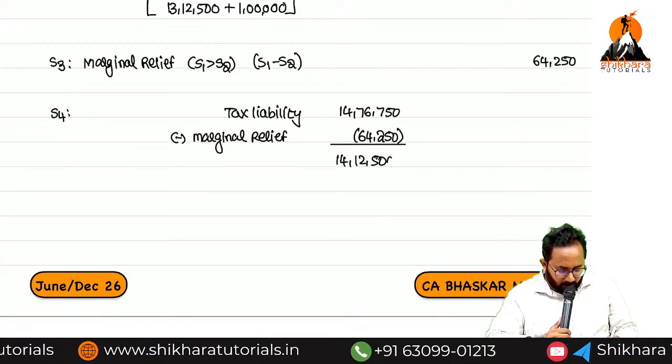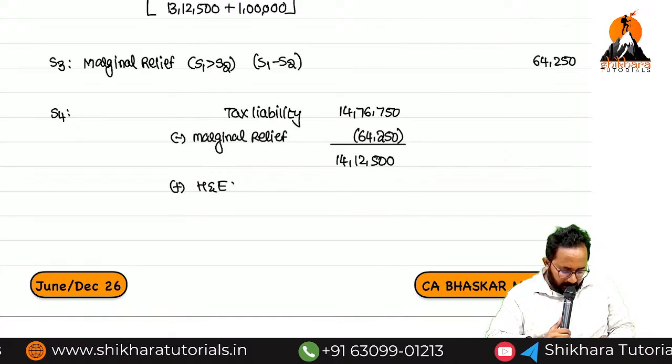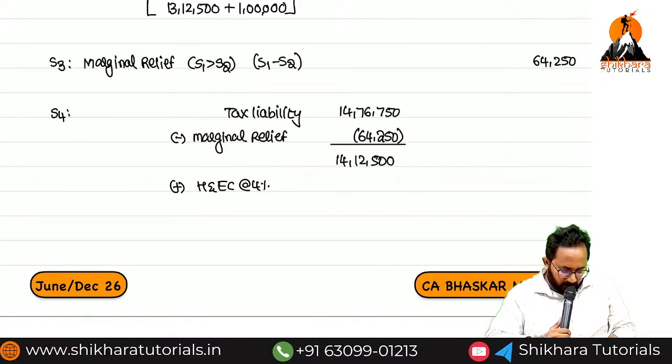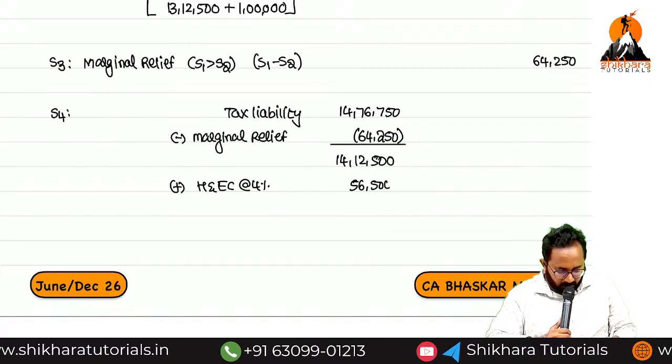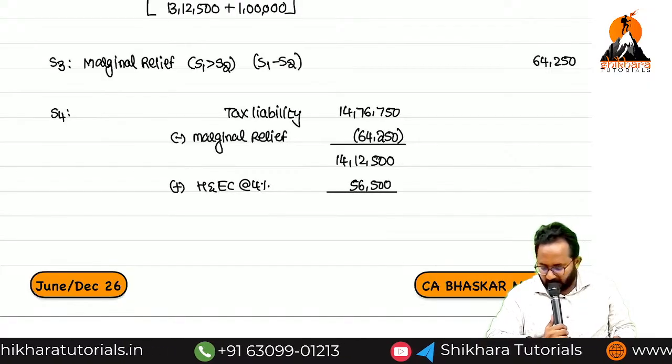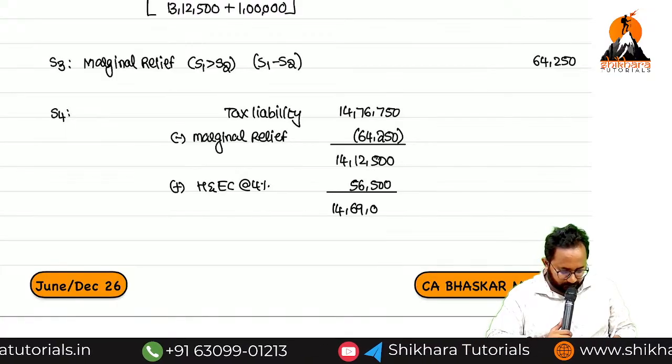14,12,500. So now the last step in the tax computation: we add the health and education cess, that is 56,500. Totally 14 lakh 69,000.